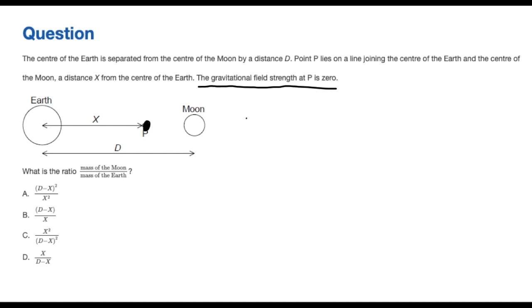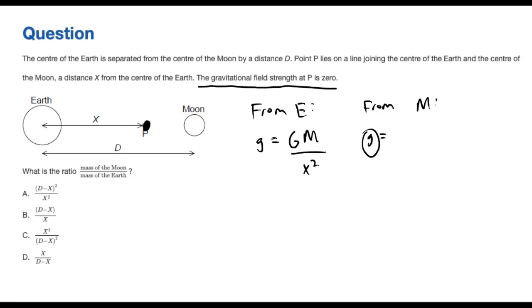So let's start. We can say the gravitational field strength from the earth at P is g equal to GM over x squared. And from the moon, we can say again g, and notice this g and this g is the same. g is just equal to 0. So let me erase this and put 0 in replacement.